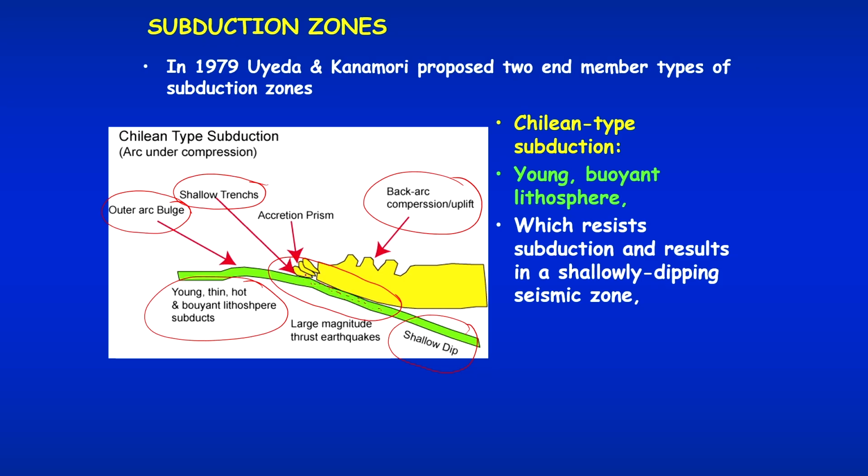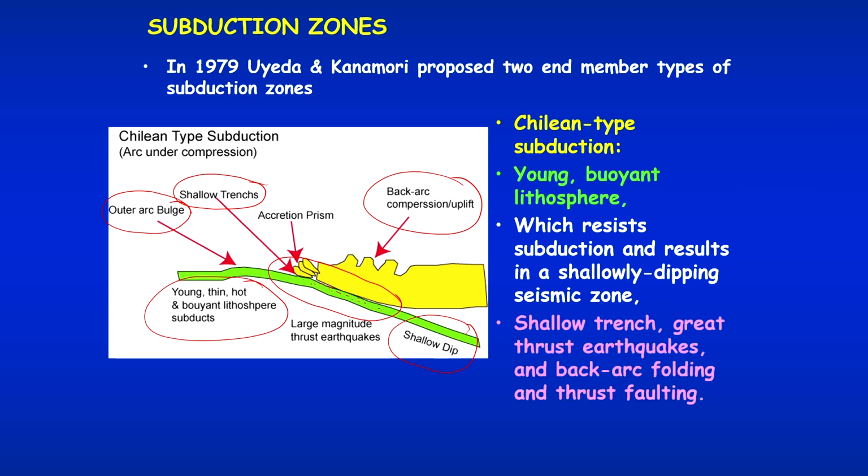One of the best examples of the Chilean subduction zone, the associated earthquake was in 1960, one of the largest recorded on this planet. So shallow trenches will be there, great thrust earthquakes, and back arc folding and thrust faulting you will see. The terminologies of thrust faulting we will come across later on also, but I will just try to explain. This is mostly seen in a compressional tectonic environment, where one of the blocks is moving up with respect to the other one.